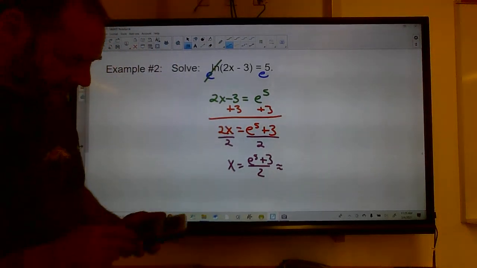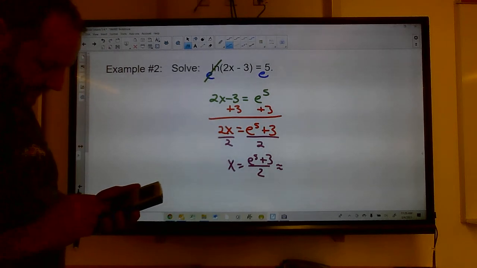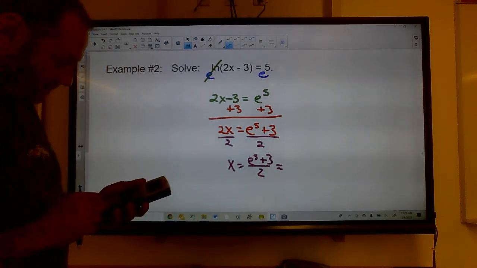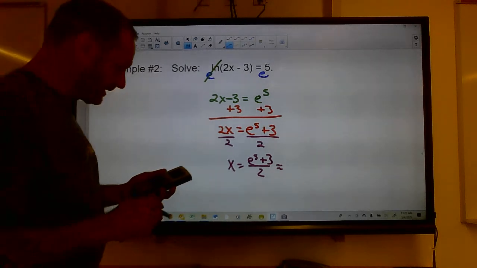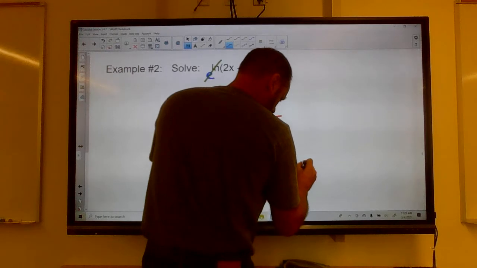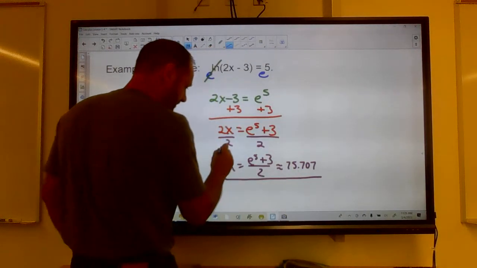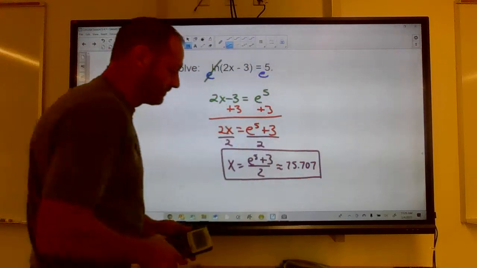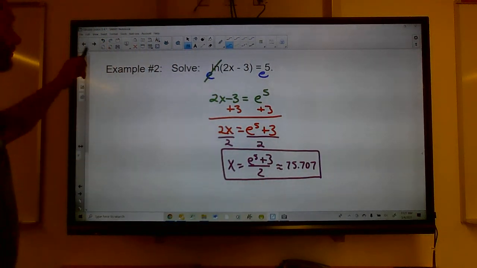Or I can calculate that: e to the 5th plus 3, and divide that by 2. That comes out to about 75.707. So easy stuff, review from last year.